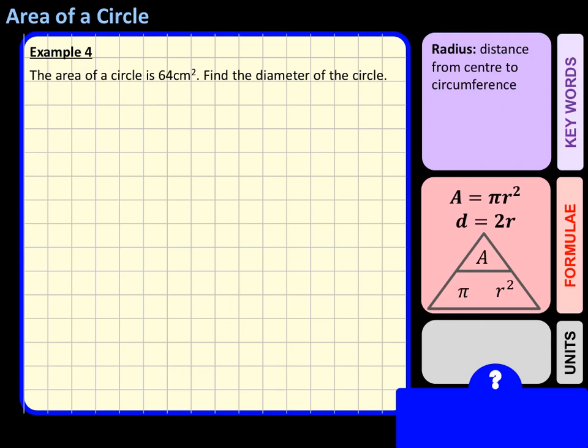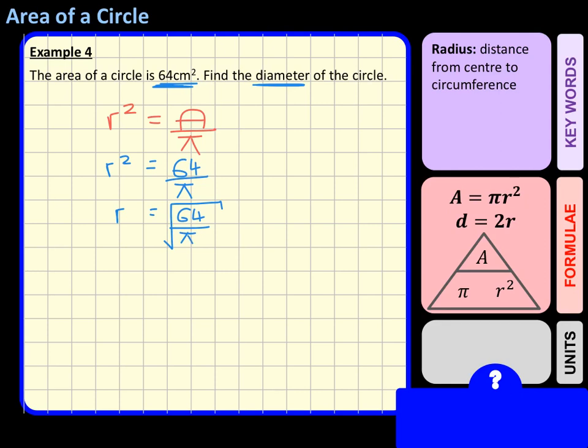Okay, so this is the final example. It's quite similar to number 3, so we're given the area of a circle. This time though we are asked to find the diameter, so once we've found the radius like we did in example 3, we'll have to double that radius in order to get the diameter. So once again, the radius squared is equal to the area divided by pi. So radius squared is area over pi. So the radius squared is 64 over pi. In order to get the radius by itself, we have to do the opposite of squaring, which is square rooting.